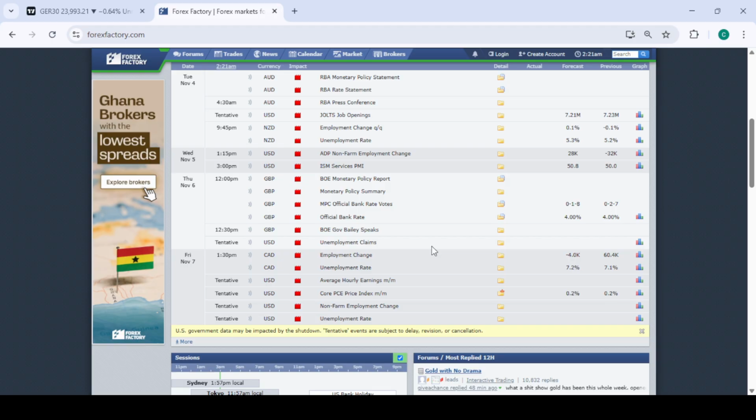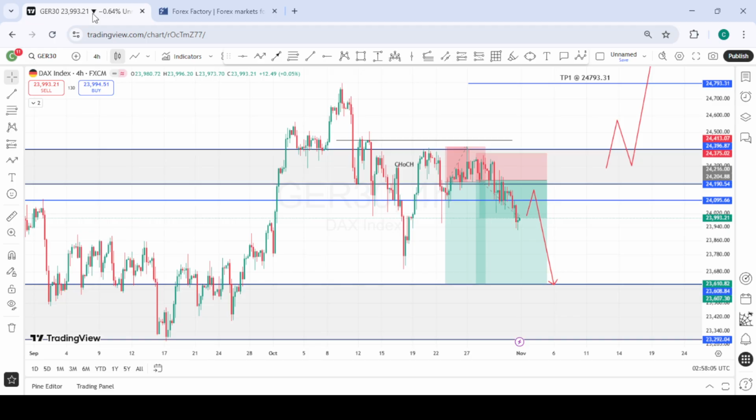And then CAD on Friday, you should take note of that. There's a CAD employment change and unemployment rate, more like the NFP for the Canadian dollar. Since the US one might not hold, I think the CAD one is going to have a very strong effect on the market or any CAD pair. So be on the lookout on Friday when you are trading anything CAD. Let's jump into the charts and see what we have for the coming week.